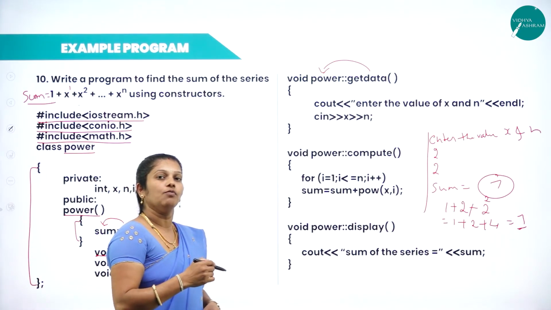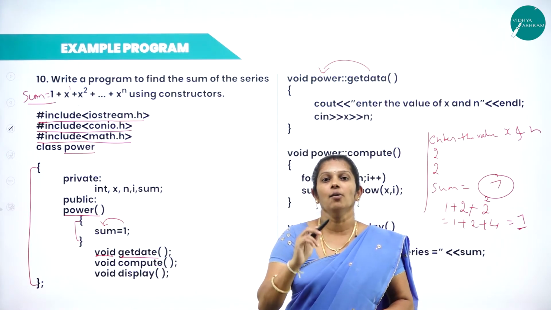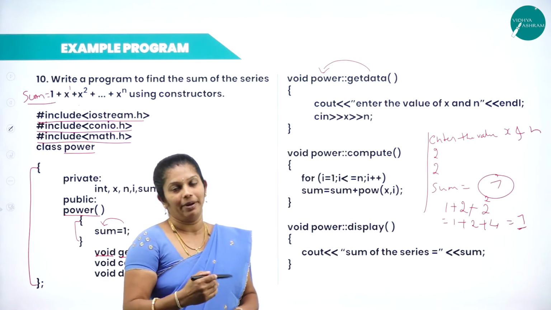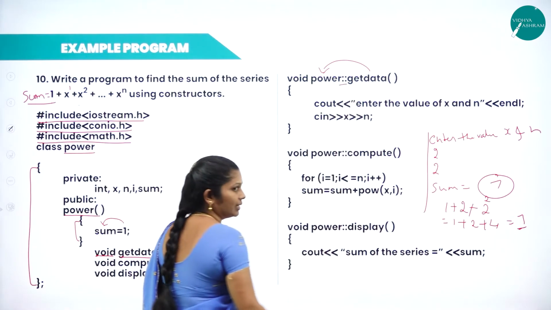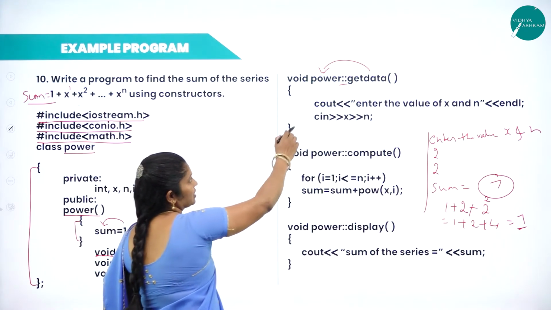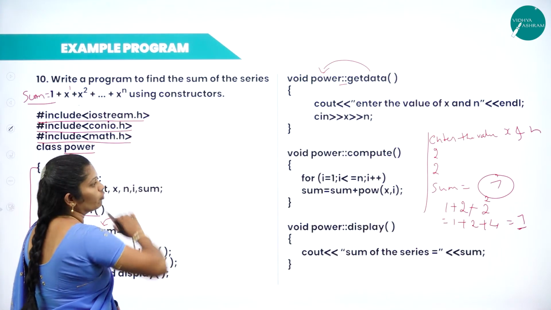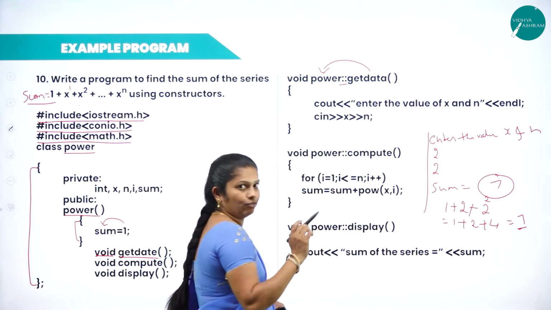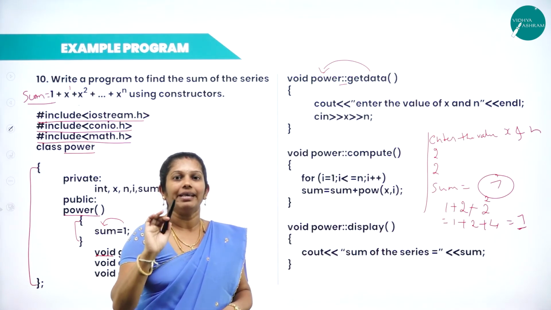The main use of the scope resolution operator is to define a member function outside the class. Outside the class also, we can write the statement with the help of this scope resolution operator. Then one by one, inside that function we write the statements. First, cout "Enter the value of x and n". We write that text inside double quotes, which means it will display the statement as it is.